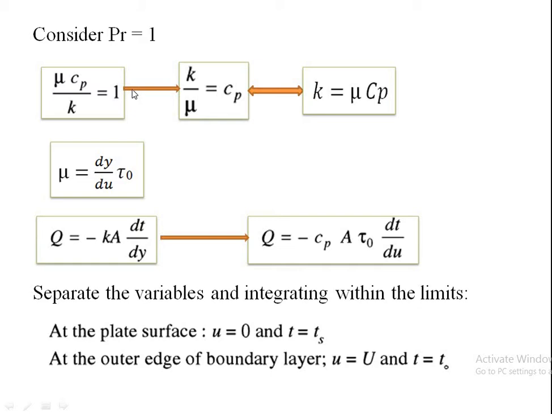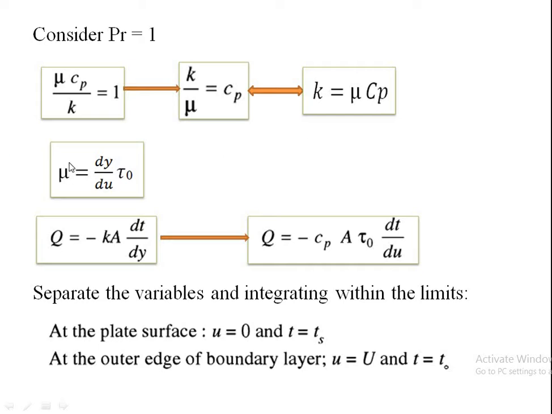Now we are going to consider that Prandtl number is equal to 1, and we know that Prandtl number can be interpreted as mu Cp divided by k. Here mu Cp divided by k is equal to 1. We can rearrange this equation as k divided by mu is equal to Cp, and also we can get this equation in the form of a thermal conductivity as k is equal to mu Cp, that is nothing but dynamic viscosity multiplied by specific heat.